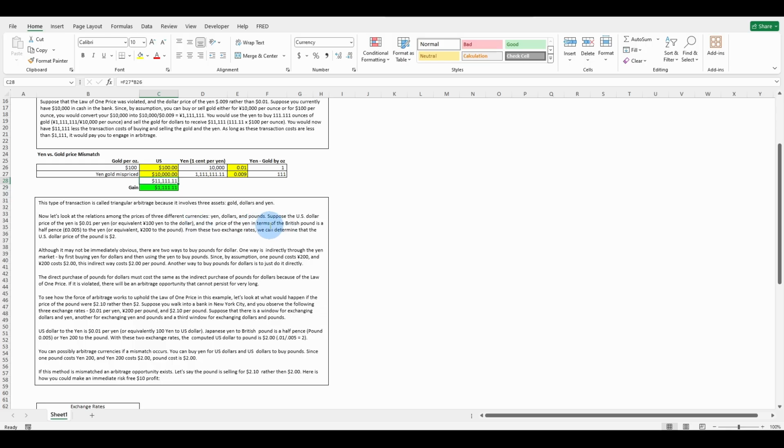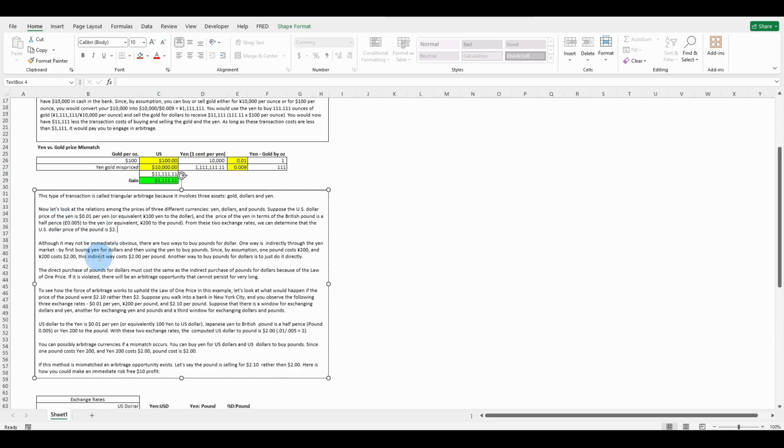Price of the yen in terms of the British pound is half a pence. It looks like the British pound is 0.005 per yen, or equivalently 200 yen to the pound. Well, all you're doing now is you're going to get twice as many yen because the British pound is 0.005. So now from these two exchange rates, we can determine that the US dollar price of the pound is $2.